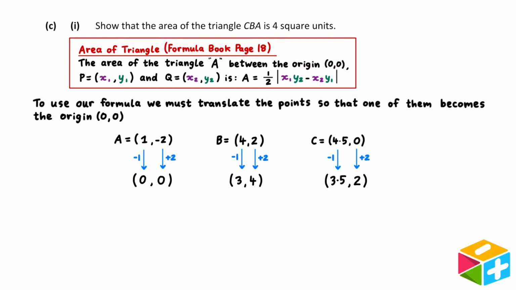Now that we've translated one of our points to 0, 0, we're ready to use our formula. Here, we label the point 3, 4 as x1, y1, and the point 3, 52 as x2, y2. So let's sub these values into our formula.